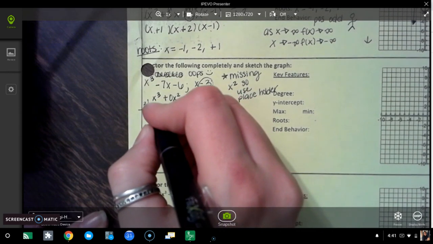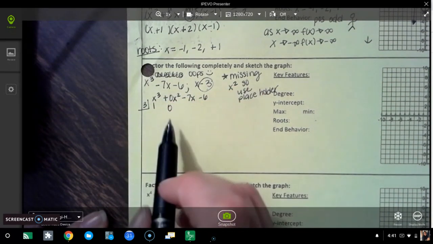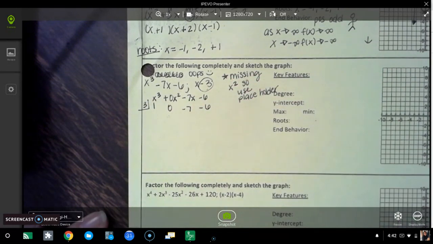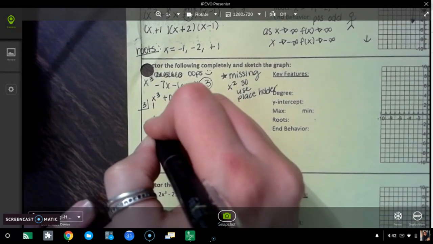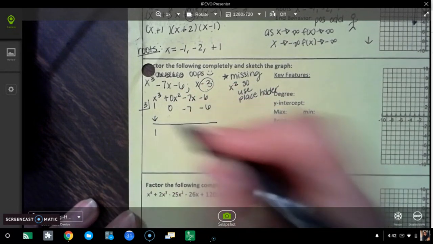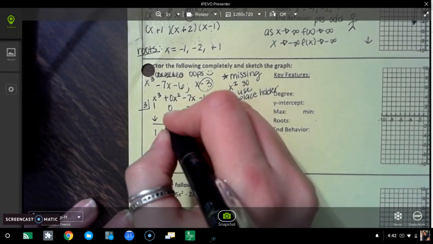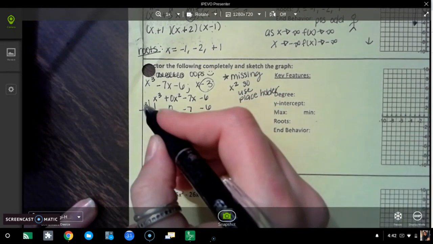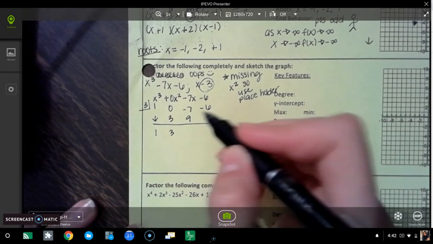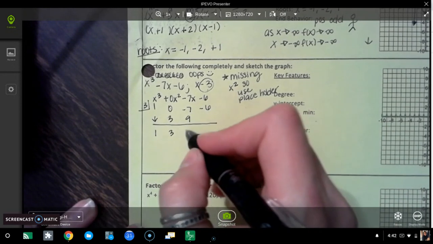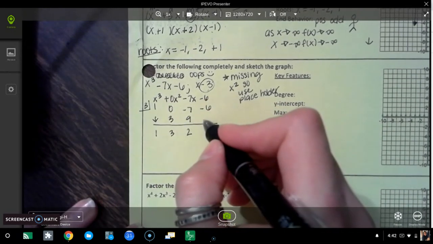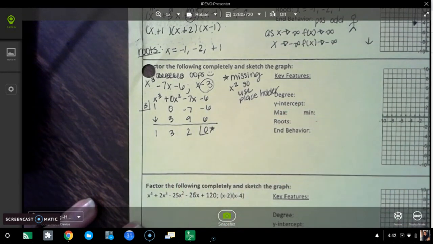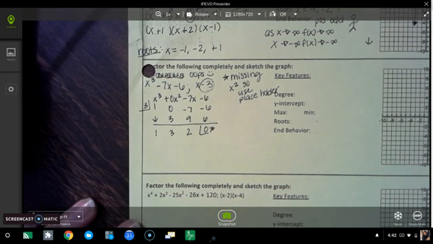Now let's grab those coefficients. There's a 1, there's a 0. That's my placeholder. -7, negative 6. Pull 1 down. 3 times 1 gives me 3. 0 plus 3 gives me 3. 3 times 3 gives me 9. Negative 7 plus 9 gives me 2. 3 times 2 gives me 6. Add those together, I get 0. Beautiful. That means that this is a factor.